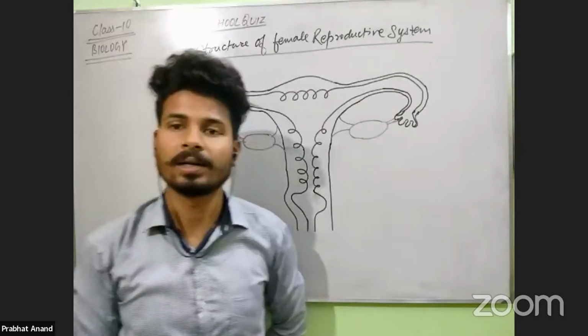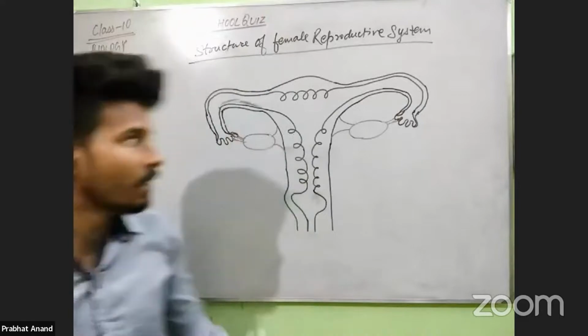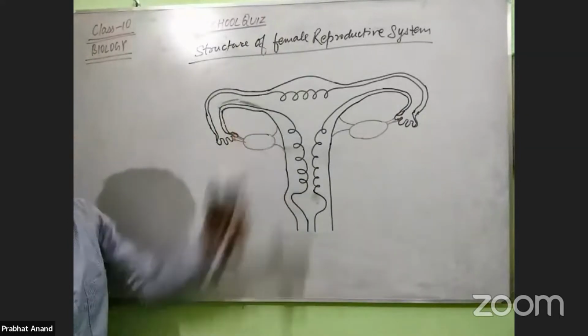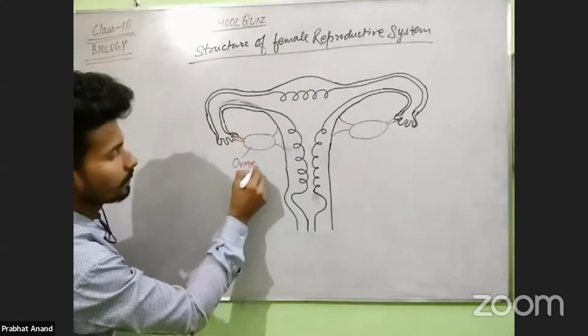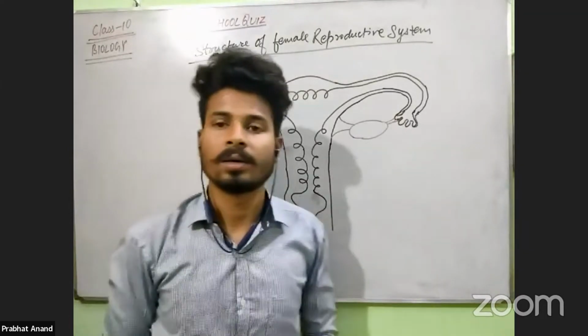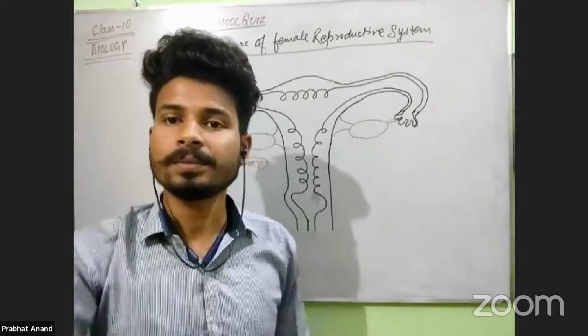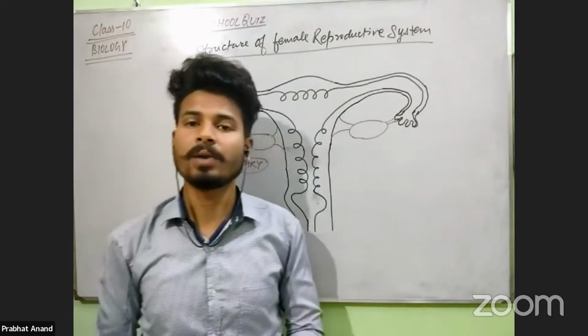The primary part of the male reproductive system is the testis, and in the same way the primary part of the female is the ovary. Why do we call it primary? Why do we use the terms primary and secondary?